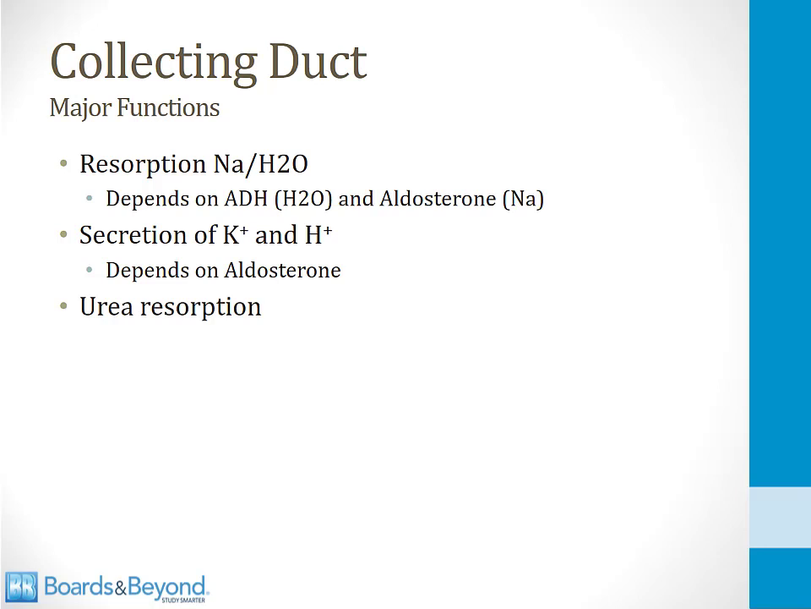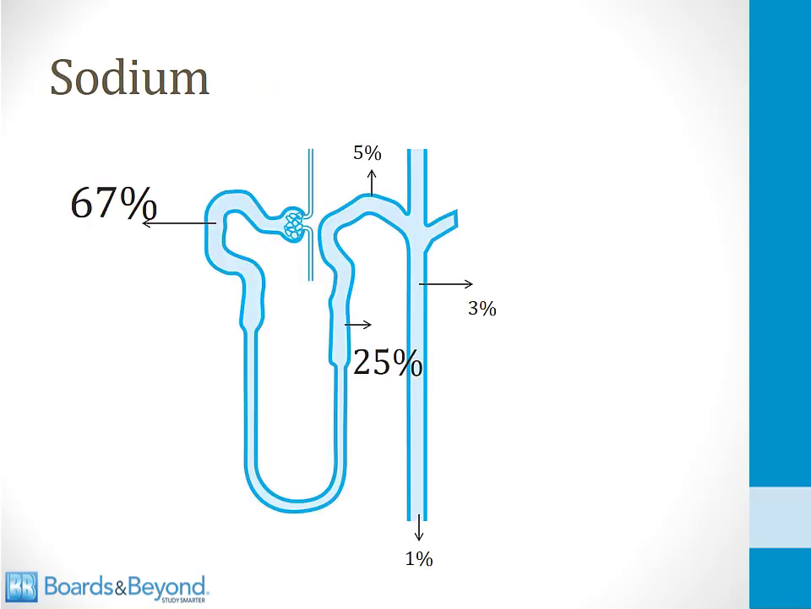So here's a summary of the major functions of the collecting duct. It reabsorbs sodium and water, and this depends on ADH for water reabsorption, and it's under the influence of aldosterone for sodium reabsorption. The collecting duct also secretes potassium and acid, and this depends on aldosterone, and the collecting duct is also important for urea resorption. I'll finish this video with a couple of summary slides showing you where water and important solutes are reabsorbed in terms of portions of the nephron.